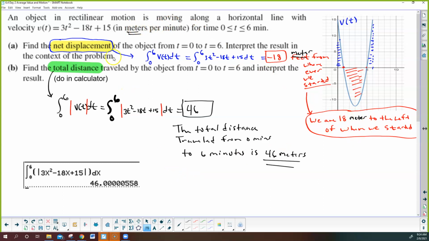All right, so that's it. Net displacement is just your regular area under the curve. Values are positive, negative, whatever they are. You just add them up. Total distance takes all the values and makes them positive.